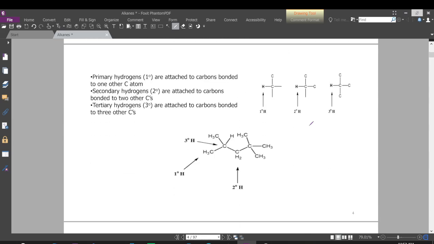There are also primary hydrogens, secondary hydrogens and tertiary hydrogens. Primary hydrogens are attached to a carbon bonded to one other carbon atom. So you see that this hydrogen is attached to this carbon, and this carbon is attached to only one carbon. That's why we call this hydrogen a 1 degree hydrogen or primary hydrogen. On the other side, you see this hydrogen is attached to this carbon, and this carbon is also attached to two other carbons. So that's why this is called the secondary hydrogen or 2 degree, and thus the 3 degree we call the tertiary hydrogen.